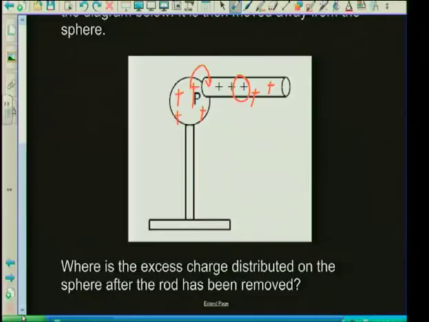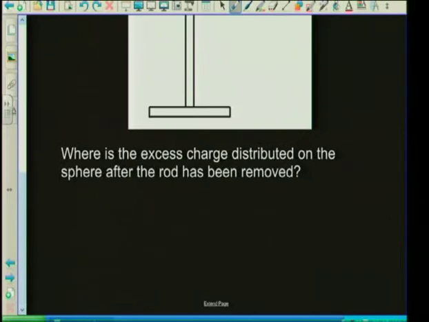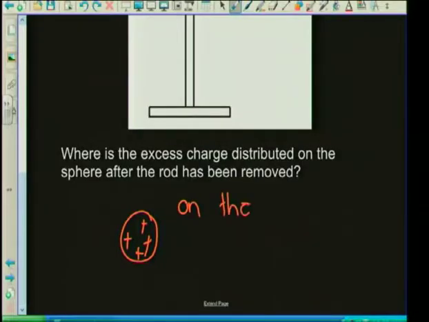Question says, where is the excess charge distributed on the sphere after the rod has been removed? So we take the rod away, and that means this sphere will be left with an overall positive charge. But that wasn't the question. Question wasn't whether it's going to be positive or negative. It says, where is the charge? Remember, we spoke about that right at the beginning of the quantization of charge. The charge is going to be distributed on the outer surface of the sphere. So it's going to be on the outer surface.